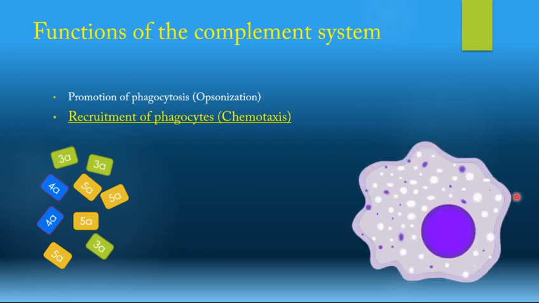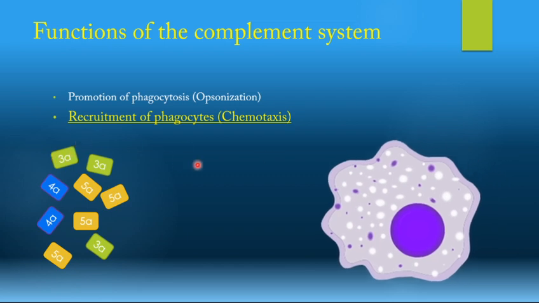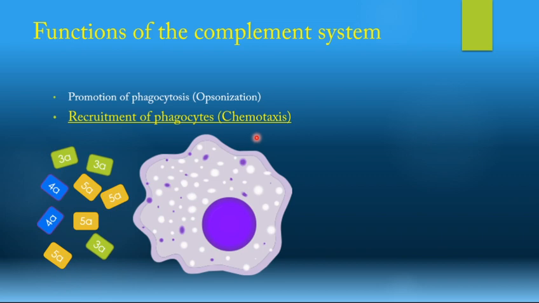And here we have a macrophage. This macrophage, even if it's far away, will sense these chemoattractants and come towards them. And that's what we call chemotaxis due to the complement system.